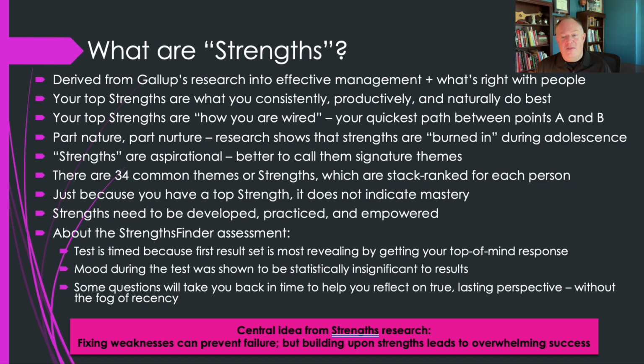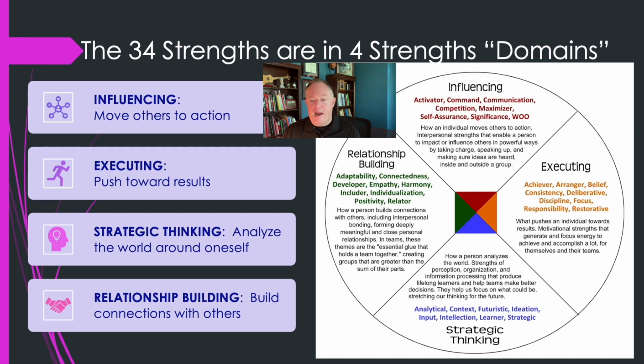Okay. So the 34 strengths themselves are organized into 4 different buckets or different domains. And they are influencing, so strengths that help you move others toward action, some sort of action. Executing, you yourself push toward results, or maybe you inspire others to push toward results, leveraging influence strengths. But there's a results orientation about you. Strategic thinking, analyzing the world around yourself and thinking about how things interact. And then relationship building, connections with others. These are the 4 big domains.